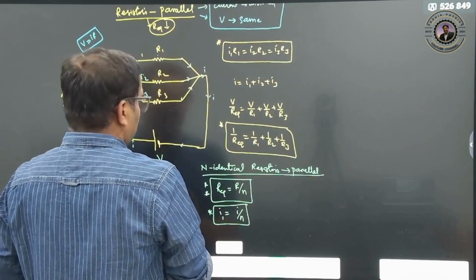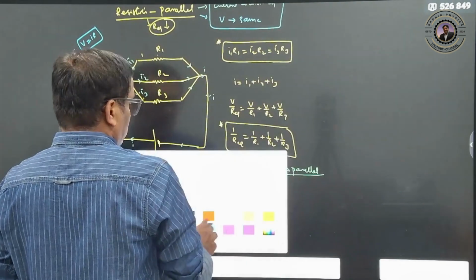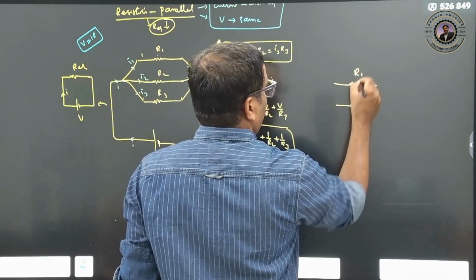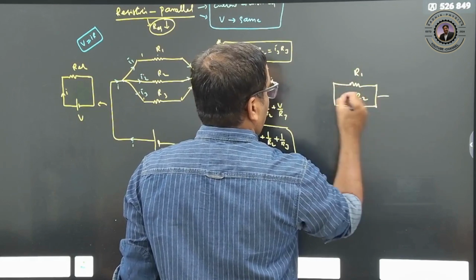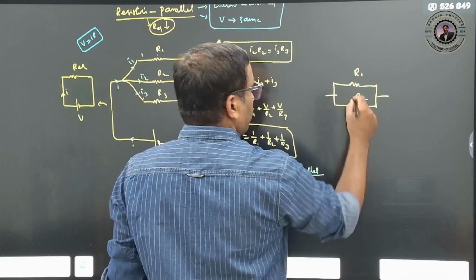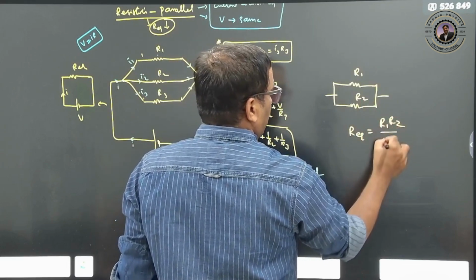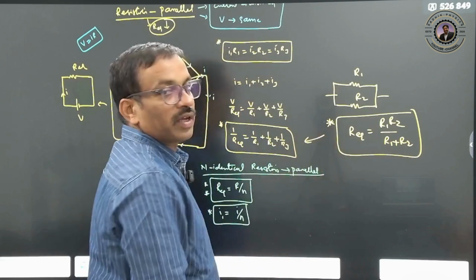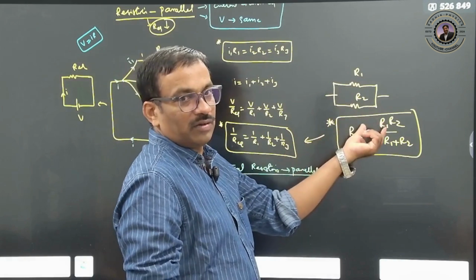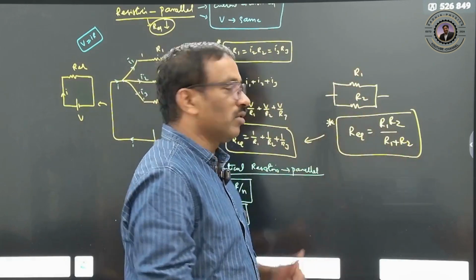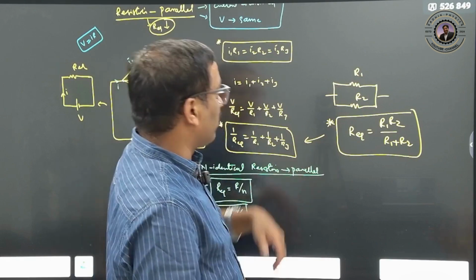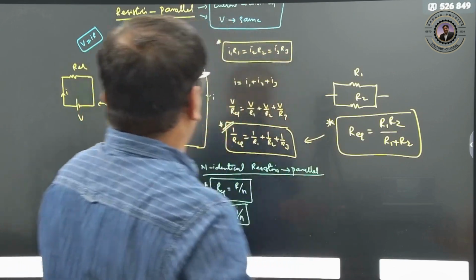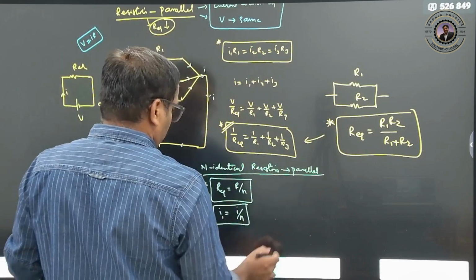And here one more important formula we can write. Suppose two resistors, R1 and R2, are connected in parallel. We can write R equivalent as R1 R2 by R1 plus R2. How did I get this formula? This is just a modified formula. If there are only two, you can multiply, add, and find the ratio to get your answer. But if there are more than two, the reciprocal formula is the one we have to use. Clear? So this is your combination of resistances.